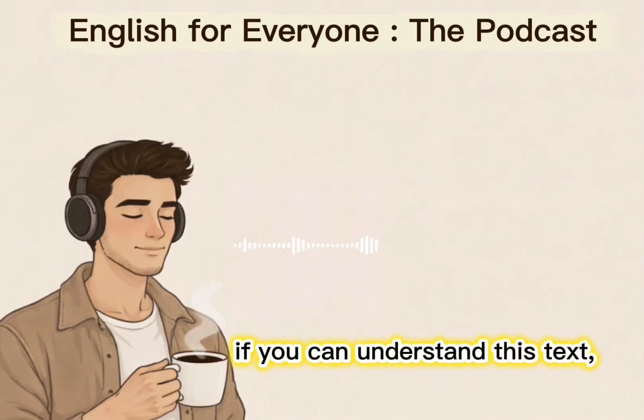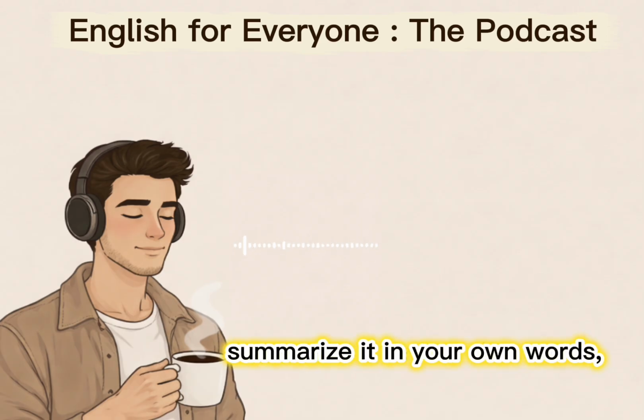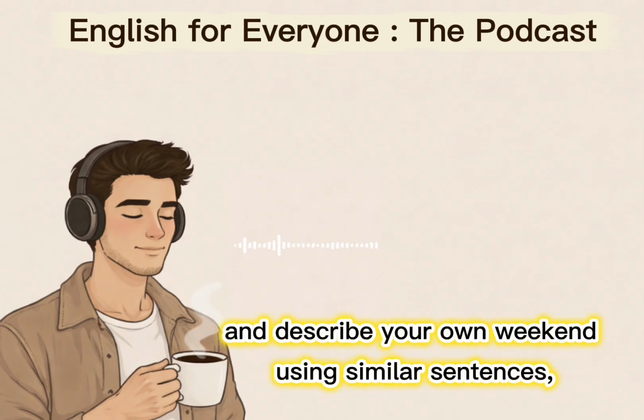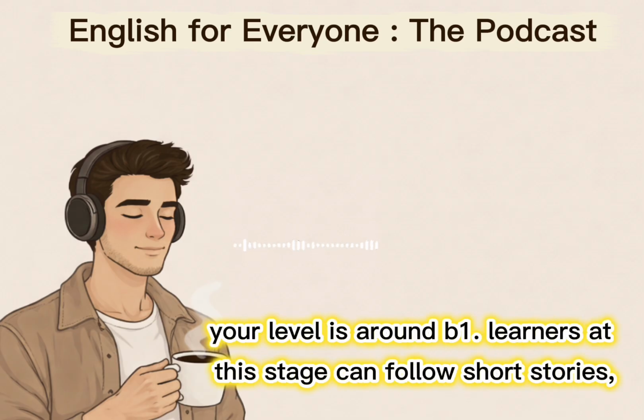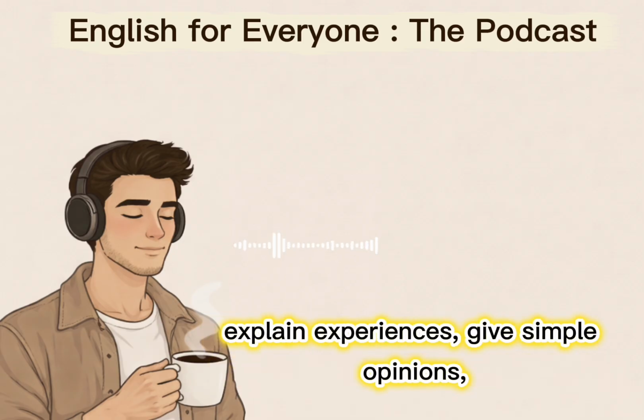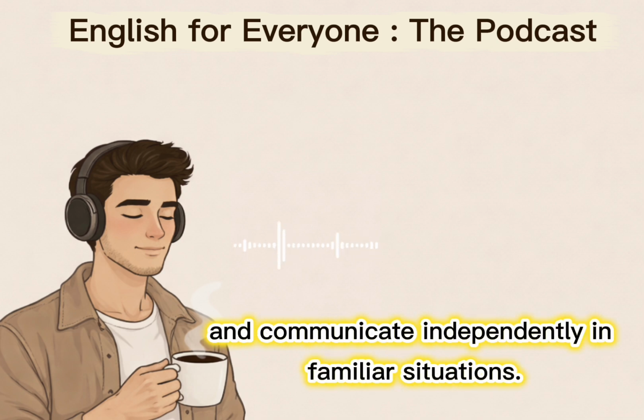If you can understand this text, summarize it in your own words, and describe your own weekend using similar sentences, your level is around B1. Learners at this stage can follow short stories, explain experiences, give simple opinions, and communicate independently in familiar situations.